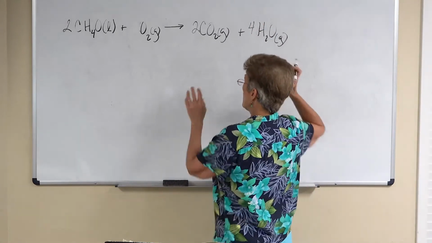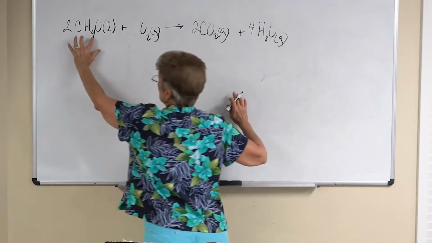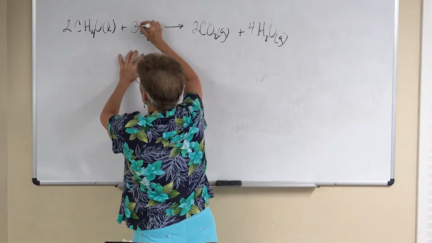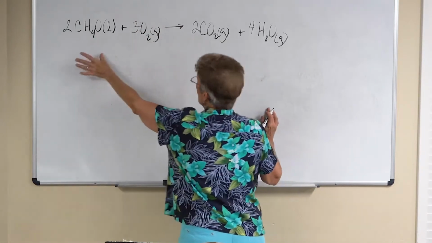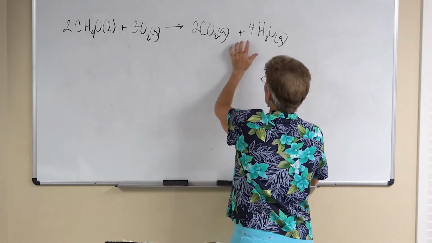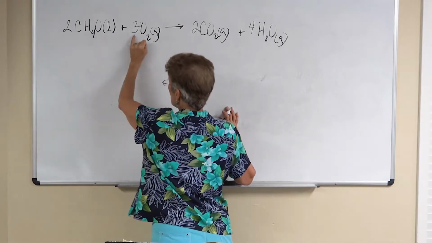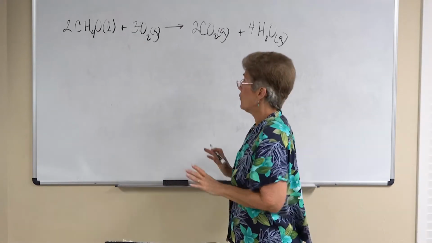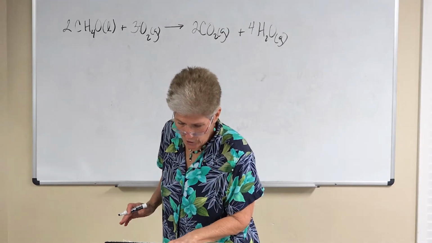Okay, now let's deal with the oxygen. We have 4 plus 4 is 8. I have 2 here, so I want to make this a 6, and that will give me my 8. So I have 2 carbons, 8 hydrogens, 8 hydrogens. I have 2 times 2 is 4, plus 4 is 8 oxygens. I have 2 oxygens here, and 6 here is 8. So just balancing it is a little bit of a challenge. Okay, then we're going to use Hess's law.